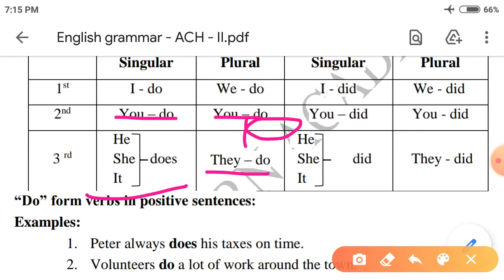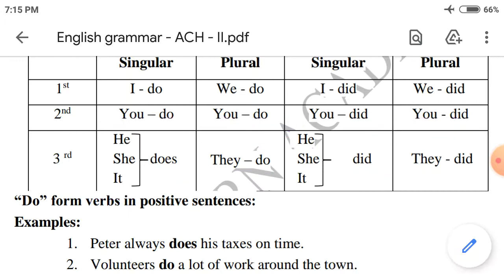For the past tense, it may be any subject, singular or plural. For everything we have to use did. I, we, you, he, she, it, they, for everything, the past tense do form verb is did.